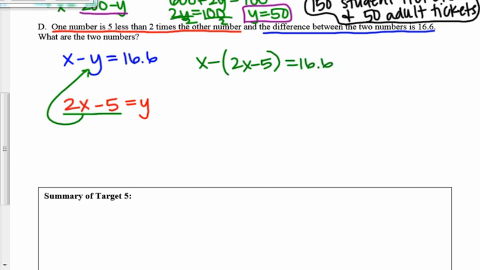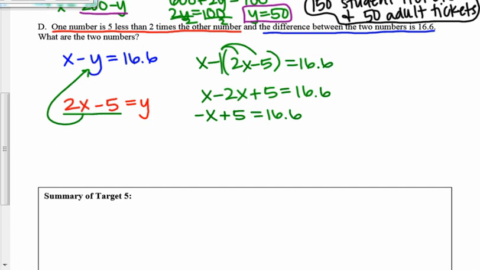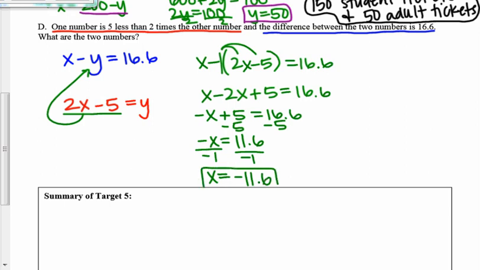I can't forget that this is technically a minus 1 right here, so when I distribute, I have to distribute that negative sign to both terms. So x minus 2x plus 5 equals 16.6. x minus 2x gets me negative x. I still have my plus 5 equals 16.6. When I subtract 5 over, I get negative x equals 11.6. And then I can just divide by negative 1 to get rid of that negative sign there. x equals negative 11.6. Here's one of my numbers.